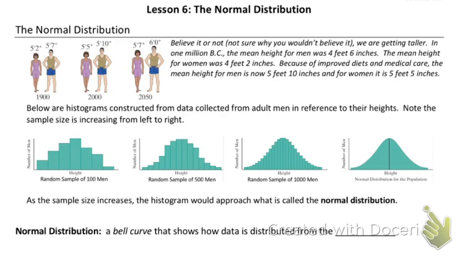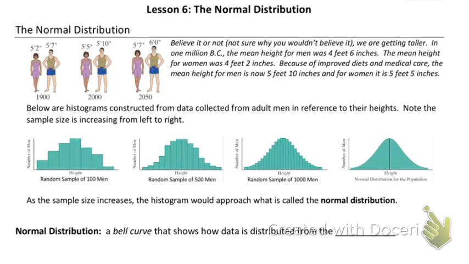All right. Today we're talking about the normal distribution. If you read this little blurb here, they kind of talk about how we as a species are getting taller as the decades and centuries go by. Well, if we continue reading, it says below are histograms constructed from data collected from adult men in reference to their heights. Note the sample size is increasing from left to right.